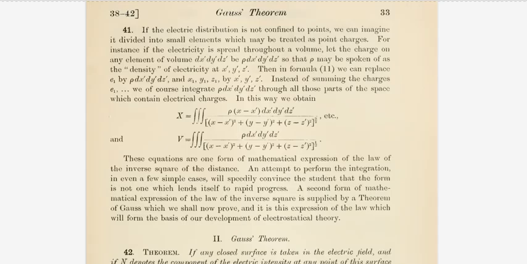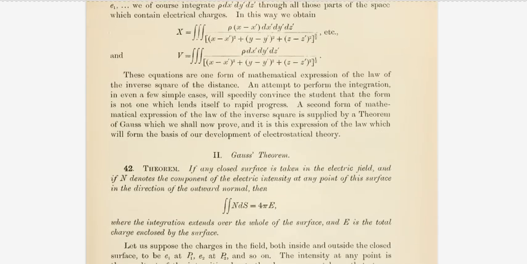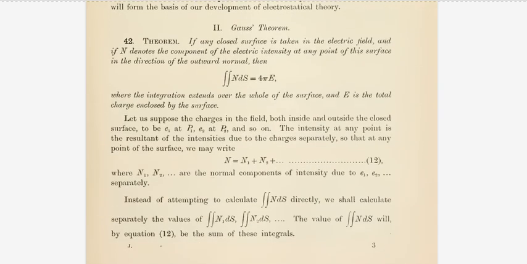And it is this expression of the law which will form the basis of our development of electrostatical theory. Gauss theorem. 42. Theorem. If any closed surface is taken in the electric field, and if N denotes the component of the electric intensity at any point of this surface in the direction of the outward normal, then the surface integral of N dS equals 4 pi times E, where the integration extends over the whole of the surface, and E is the total charge enclosed by the surface.